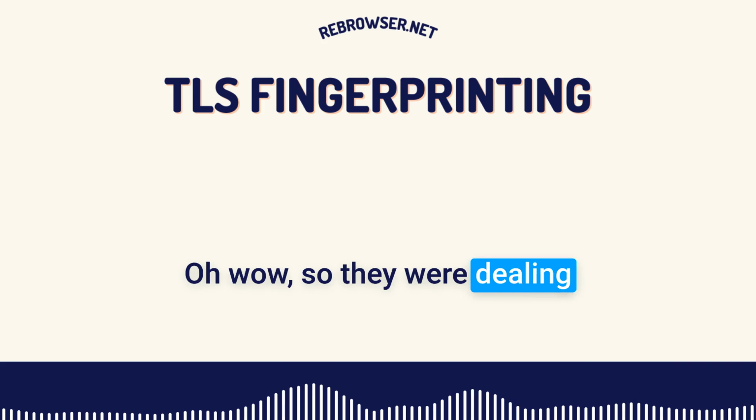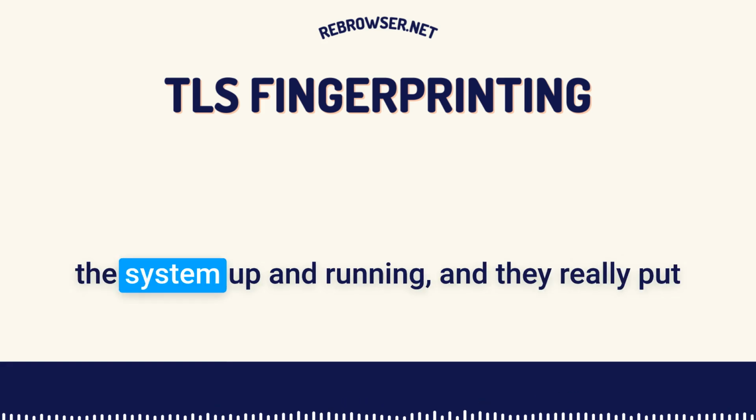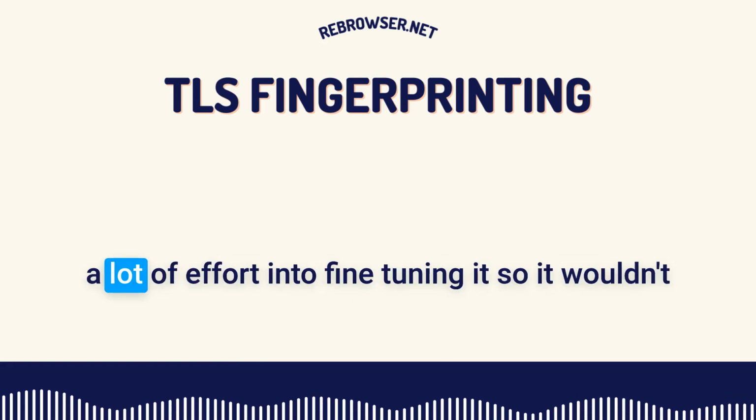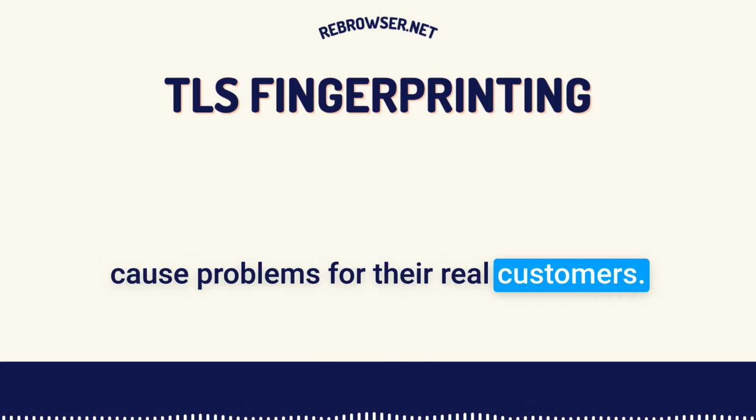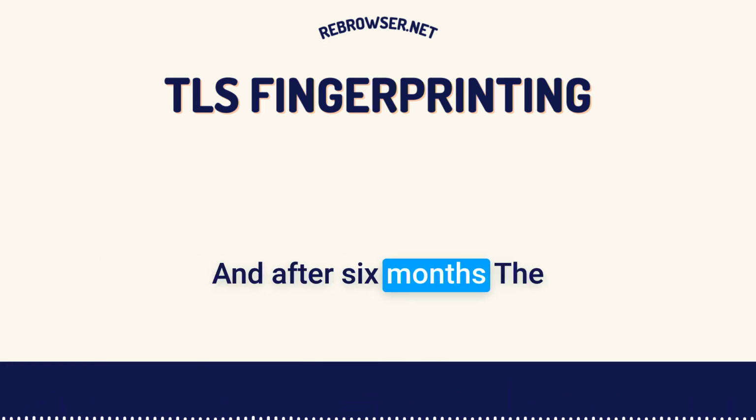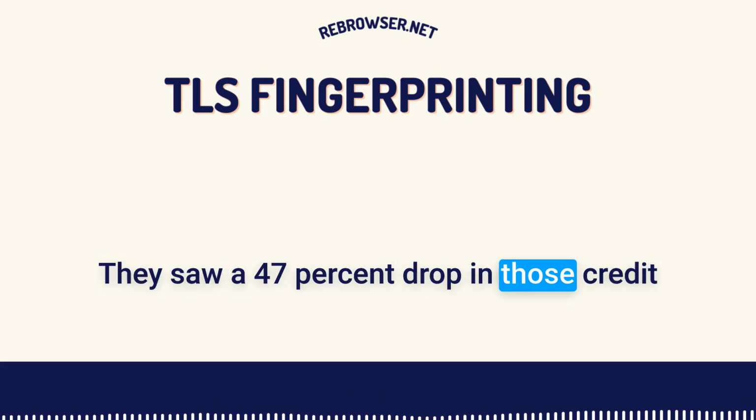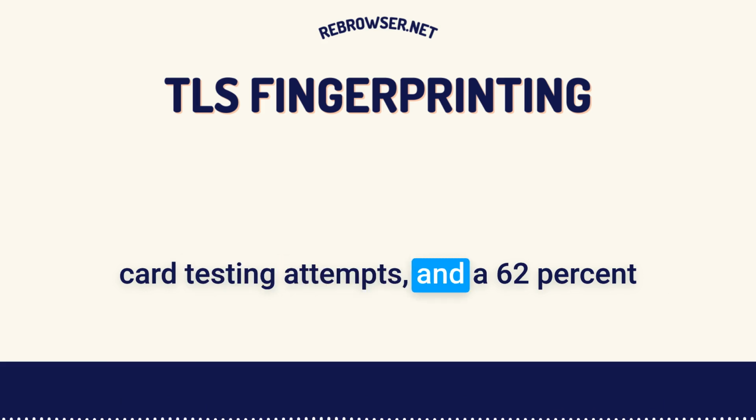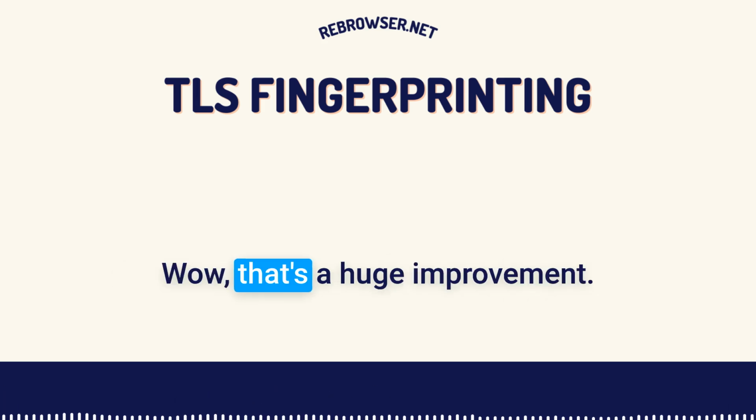Oh, wow. So they were dealing with some serious threats. Yeah, they were. But it took them about 3 months to get the system up and running, and they really put a lot of effort into fine-tuning it so it wouldn't cause problems for their real customers. And after 6 months, the results were pretty amazing. They saw a 47% drop in those credit card testing attempts and a 62% decrease in account takeover attempts. Wow, that's a huge improvement.